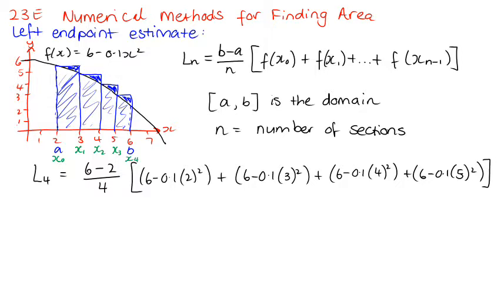Wait, mister, why did we stop at 5? Because n minus 1 is 3, isn't it? Yeah, because we want to go up to x3, which is 5 on the graph. Okay.